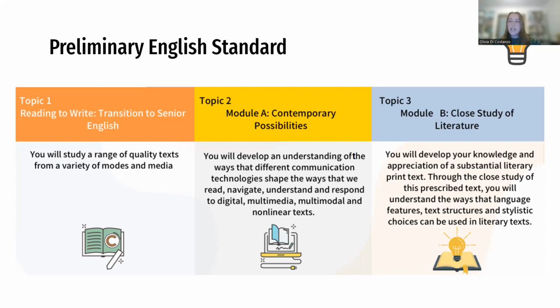So just to briefly take you through what we have in each module, we begin with this reading to write module. It's common across both Standard and Advanced. And as the name suggests, you're reading high quality text to help you improve your own writing, particularly creative writing. Then Module A focuses on communication technologies and how these shape the way we understand our text and multimedia. And Module B is a close study of a substantial, well-regarded literary text, so the more traditional analysis that we may be more used to.